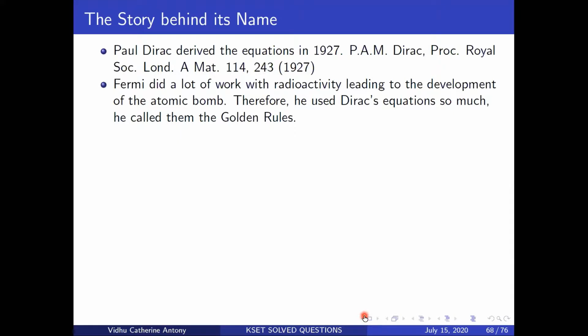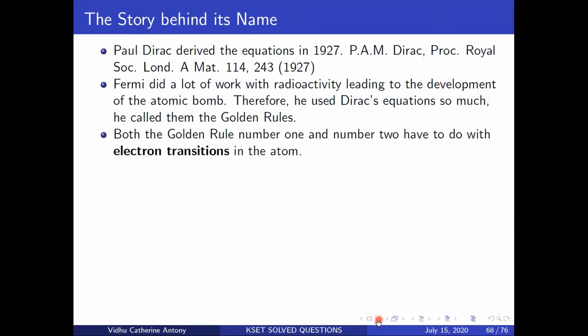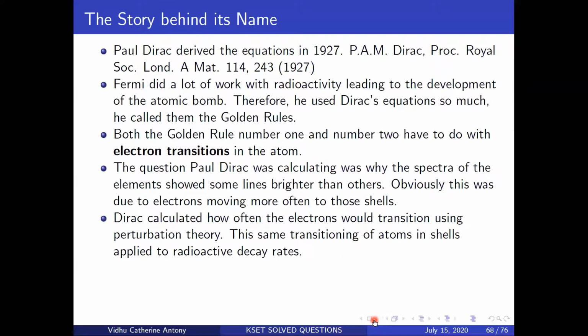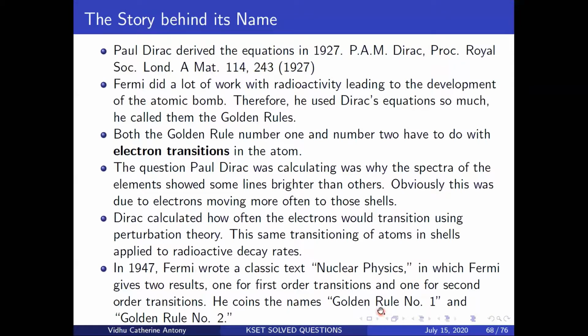So he basically discussed these rules, using them in order to work with such systems. These are rules that have to do with electron transition. He compared it to the work he needed to do in radioactivity, used those formulae and applied them to radioactive decay rates. The first formula is for your first order transitions. It's called Fermi's golden rule number 1. He just mentioned these as golden rules in his textbook.